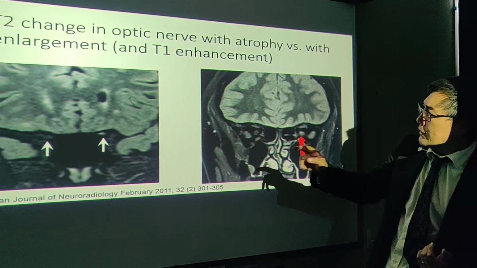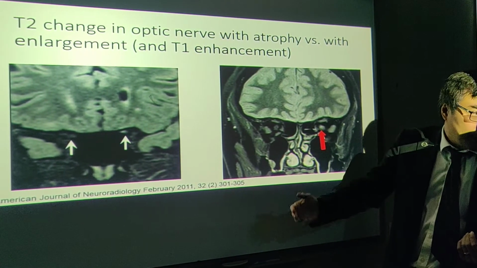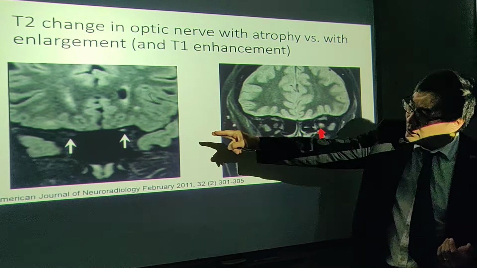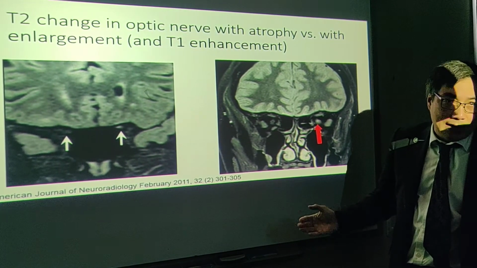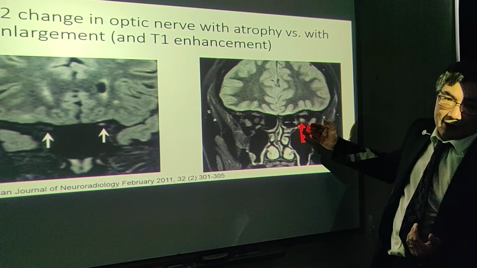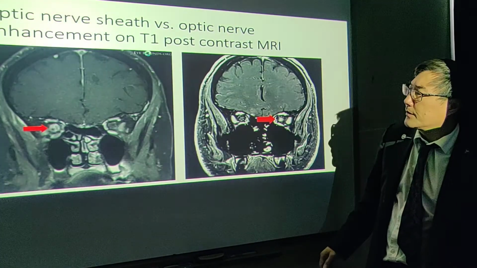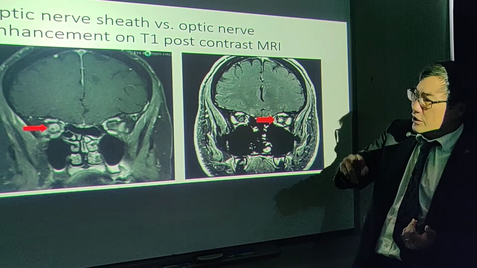And so when we see T2 change in the nerve but there's no enhancement, then that's old. So the T2 change that we see on the T2 coronal FLAIR is just indicative that some type of optic neuropathy happened, but you don't know which one, versus the T1 post-contrast study is going to show enhancement. In addition, you need to know whether the enhancement is in the nerve itself or in the sheath.